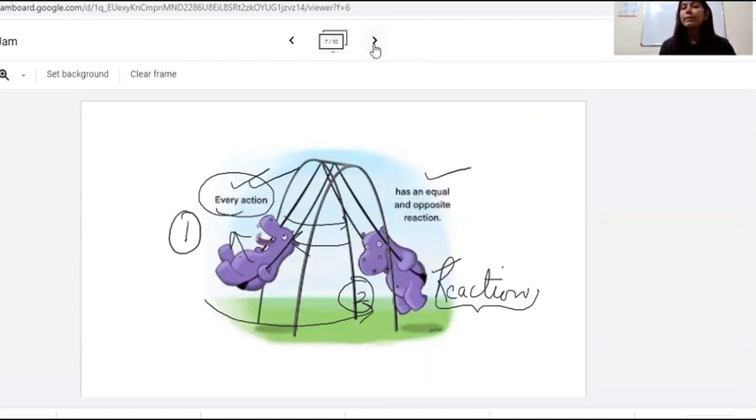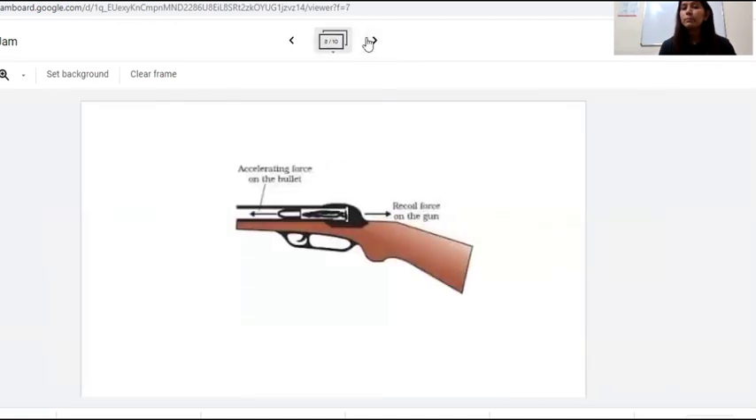Okay, come to the next point. What is this? This is a gun. Okay, if we shoot the gun, the bullet is coming outside. Yes or no? So when the bullet is coming outside, why did the gunman feel a backward jerk on his shoulder?